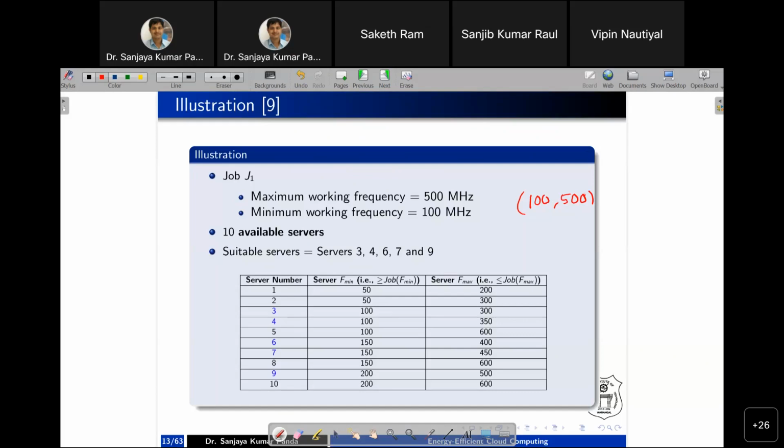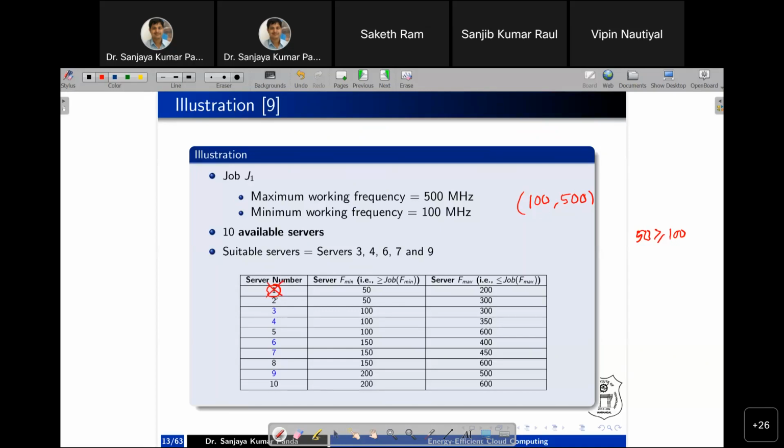For example, if I take server number one, what is the minimum frequency? The minimum frequency is 50. What is the job's minimum frequency? It is 100. So 50 greater than or equal to 100. Is it true? The answer is no. So server one is not suitable for job J1.